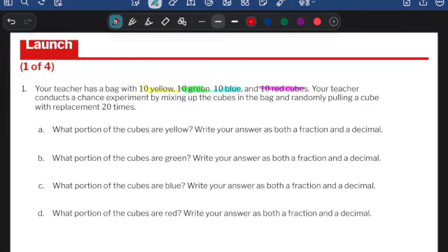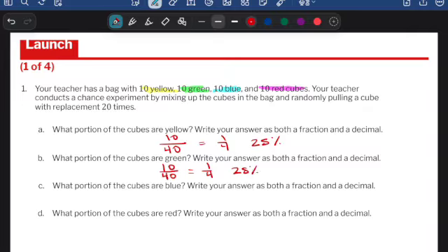What portion of the cubes are yellow? Well, out of the total, there are 40 total cubes. Out of the total, 10 are yellow. We could simplify that fraction and say 1/4. As a percent, that is 25% of the cubes are yellow. What portion of the cubes are green? Again, it's the same ratio, so 10 out of 40, which is 1/4, which is 25%.